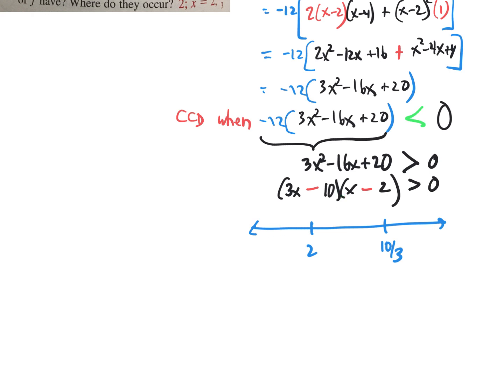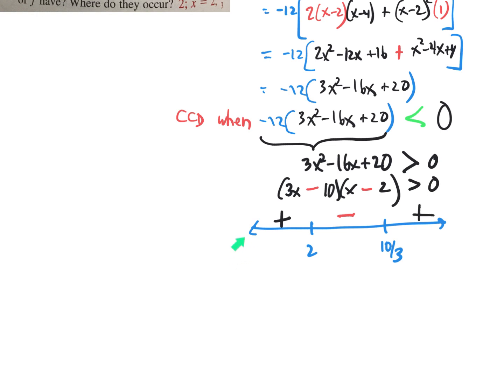Let's write that out. And then when x is between 2 and 3 1/3, how about the value 3? We'll have 9 minus 10, which is a negative, times a positive will be negative. And then when x is bigger than 10/3, like let's say x equals 4, then we'll have a positive times a positive, which will be positive.